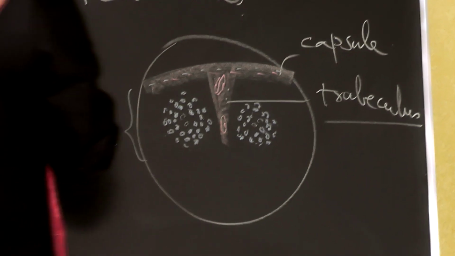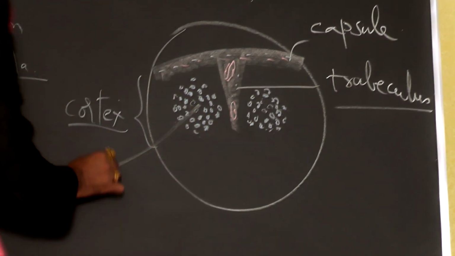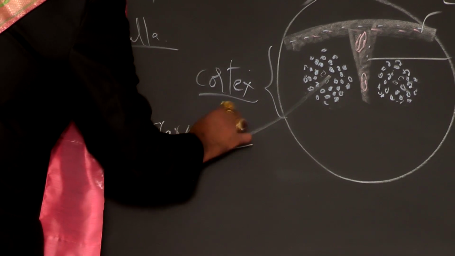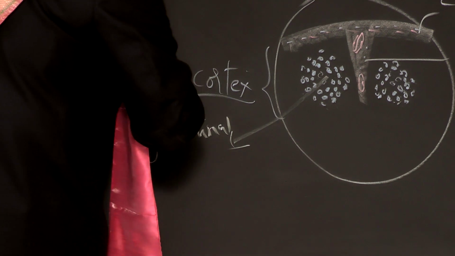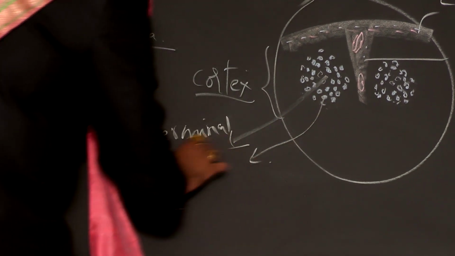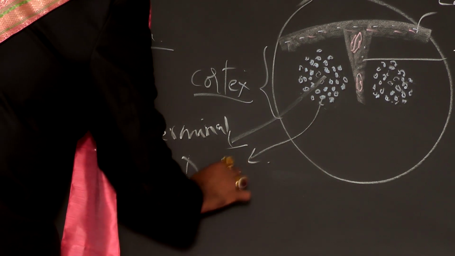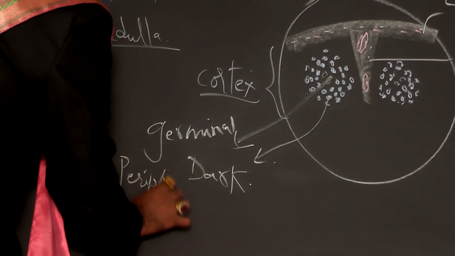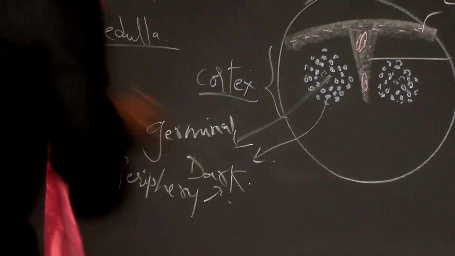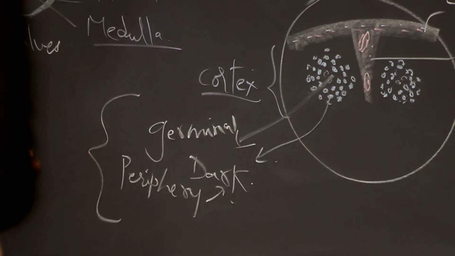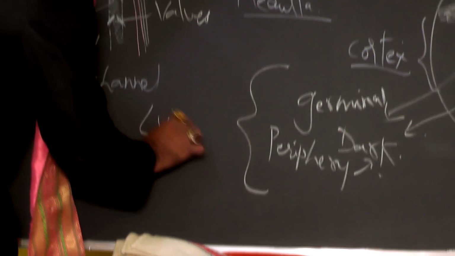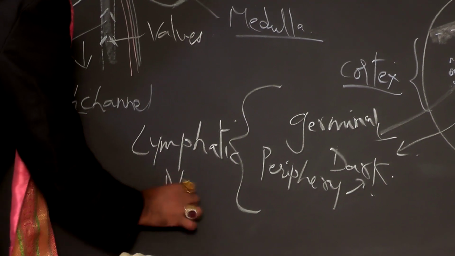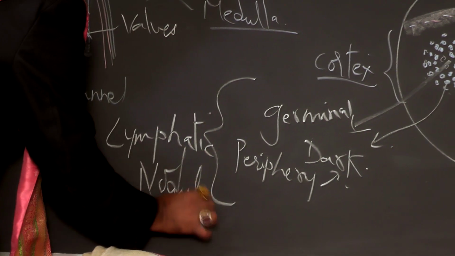So if you see this lymphatic follicle, if you see this center, that is called the germinal center, which is paler, and if you see the periphery, it is very dark, okay, that is the germinal center. This is the periphery, which is dark, and totally it is called lymphatic nodule or lymphatic follicle. This is what you are calling as lymphatic nodule or lymphatic follicle.